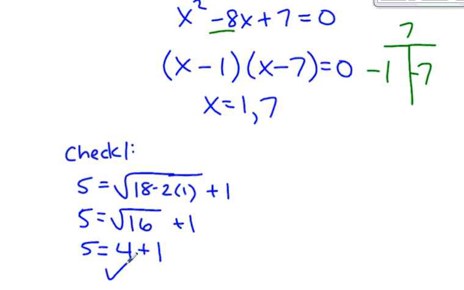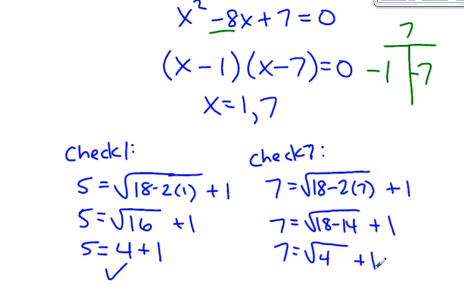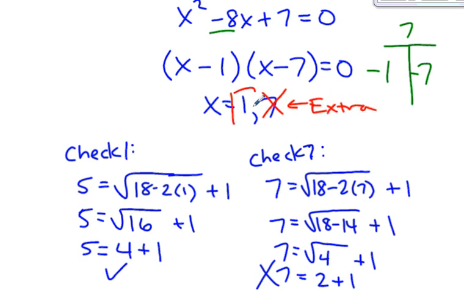So 1 works. Now let's check 7. So we have 7 equals the square root of 18 minus 2 times 7 plus 1. So 7 equals the square root of 18 minus 14 plus 1. 18 minus 14 is 4. So we get 7 equals 2 plus 1, which is definitely not true. So what that means is 7 is an extraneous solution. So that means that our only solution is 1.